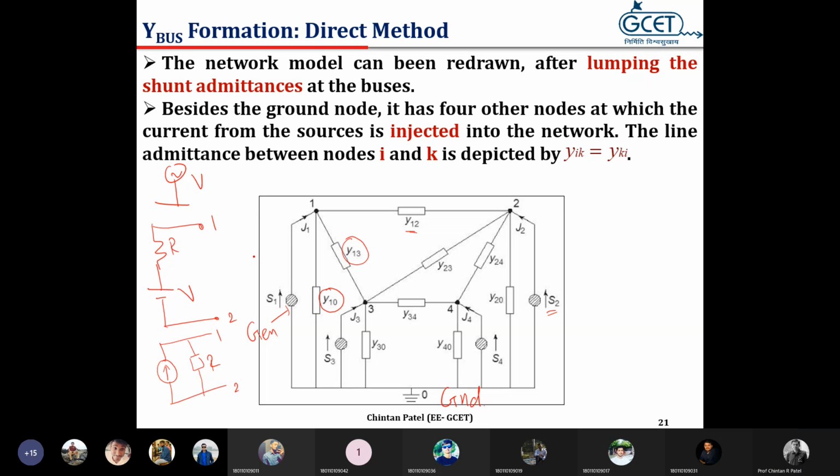Yes, sir. We have solved the example in BEE. So exactly the same thing. But what is the difference between these two? This is an AC generator. Only that much difference.